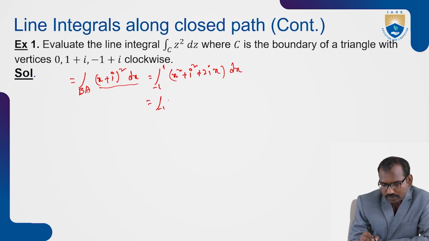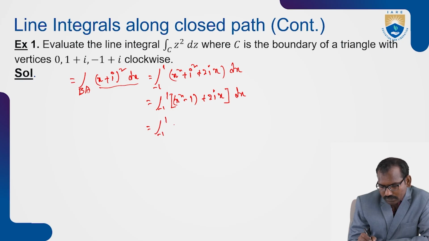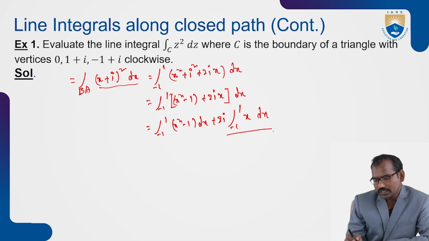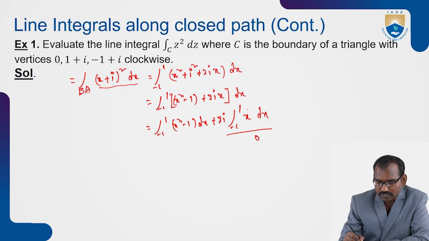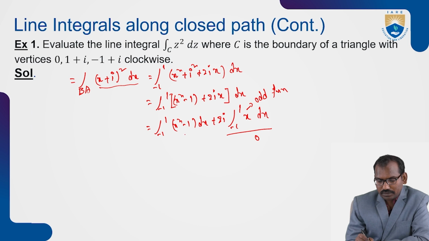Now we will have integral from minus 1 to 1 of (x square minus 1) plus 2ix dx. This is integration from minus 1 to 1 of (x square minus 1) dx plus 2i integration from minus 1 to 1 of x dx. This integral value is 0 because this is an odd function. Integrand is an odd function here. Okay, that's why this integral value will be 0. Now we have to evaluate only the first integral.